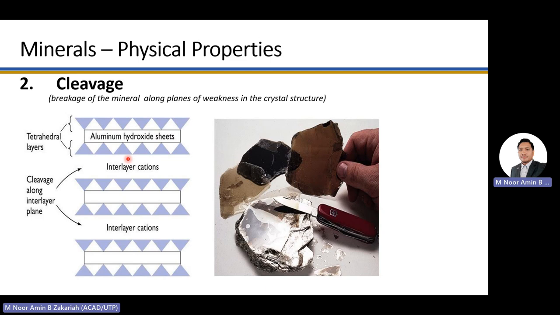Okay, the silicon tetrahedra are negatively charged, while the aluminium hydroxide octahedra are positively charged. So this gives mica minerals the ability to cleave easily along the plane between the sheets. Okay. So these sheets are also able to slide past each other, which gives mica minerals the flexibility and the ability to split into thin layers of sheet.